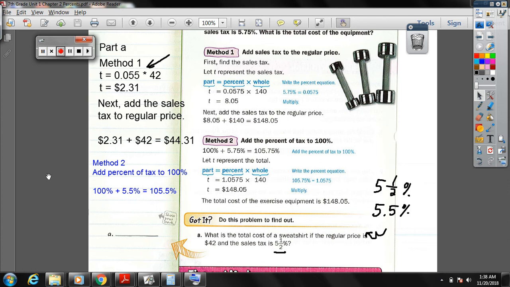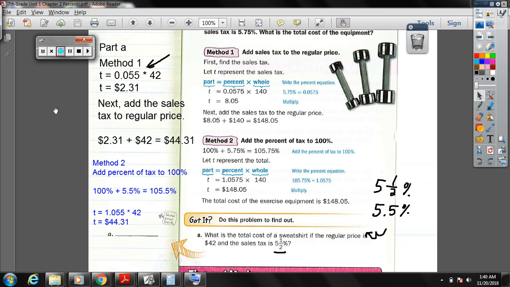So with method 2, we add the percent of tax to 100%. And when we do that, we get 105.5%. Then to find the total cost, we change the percent to a decimal, 1.055 times 42. And if we multiply these together, we get the grand total of $44.31. We get the same value. So method 1 and method 2 are both excellent methods to know and understand. They both work, and they will both get us the same answer.